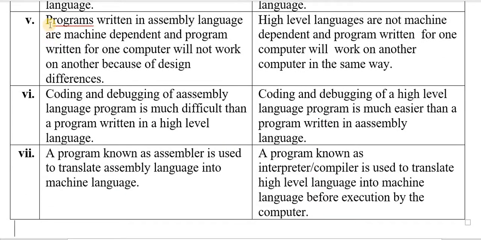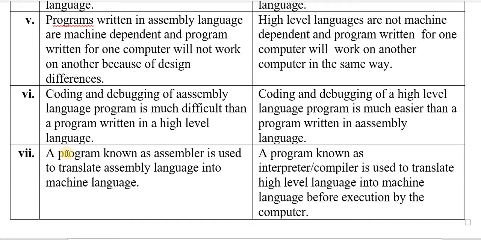So we have next point about assembly language. Programs written in assembly language are machine dependent, and program written for one computer will not work on another because of the design differences. Whereas high level languages are not machine dependent, and program written for one computer will work on another computer in the same way. Sixth point, coding and debugging of assembly language program is much difficult than a program written in high level language, and coding and debugging of a high level language is much easier than a program written in assembly language.